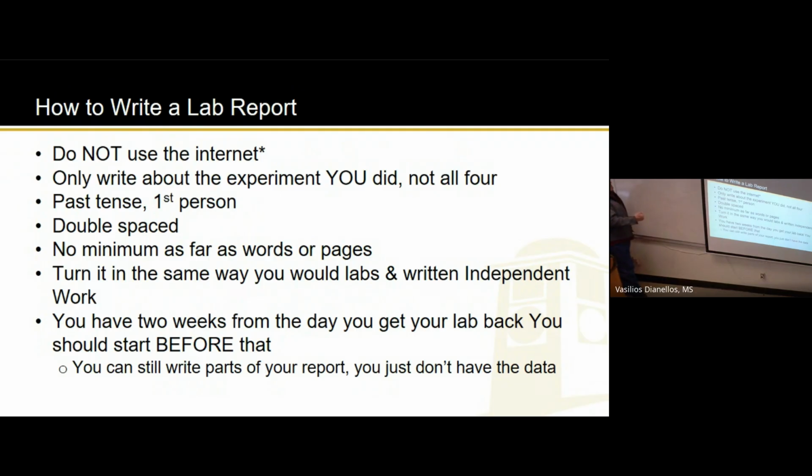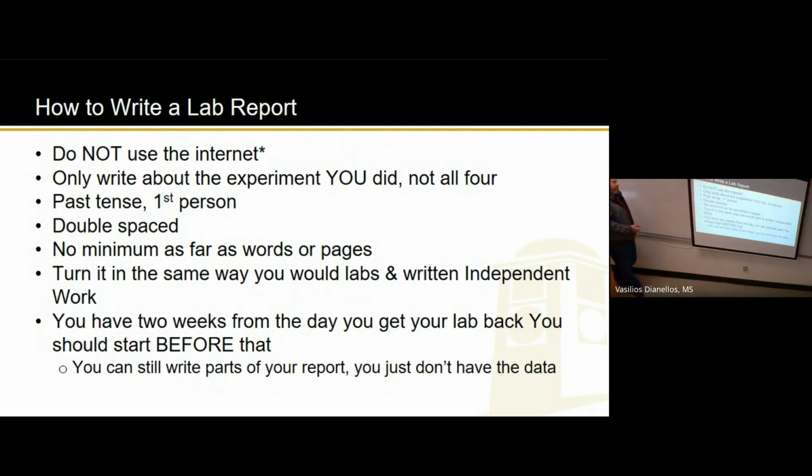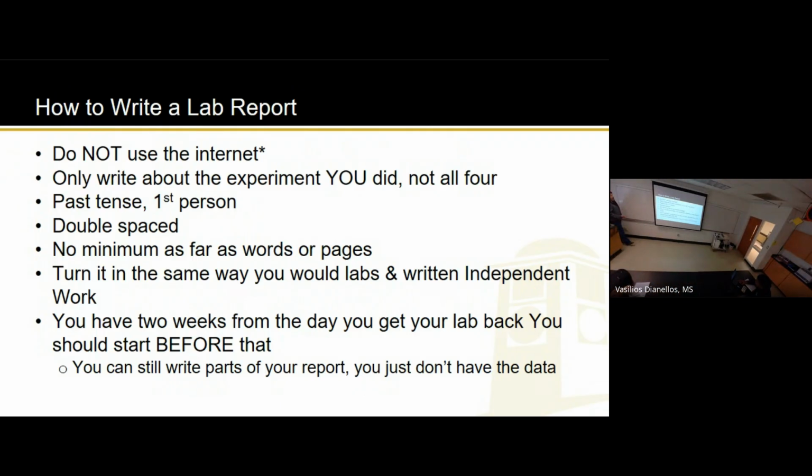Write about it in past tense in the first person. So say the first thing I did was put this cuvette 25 centimeters from the light. Then I put this cuvette 35 centimeters from the light, right? So first person, past tense. It's going to be double spaced. It's easier to read. There is no minimum.